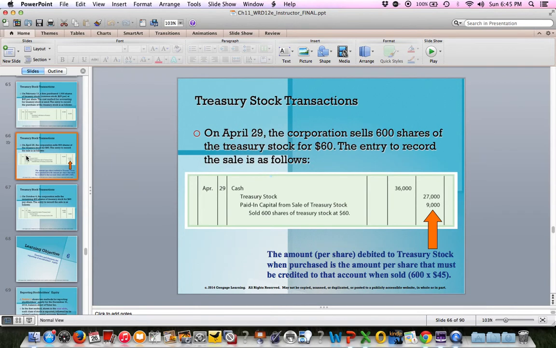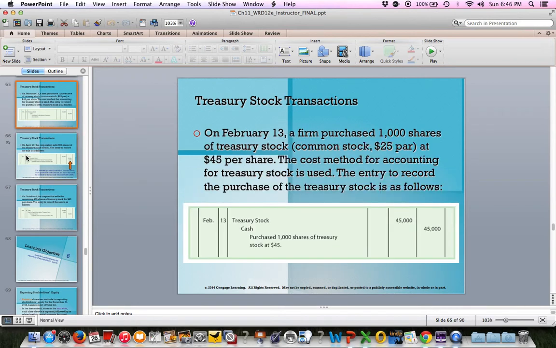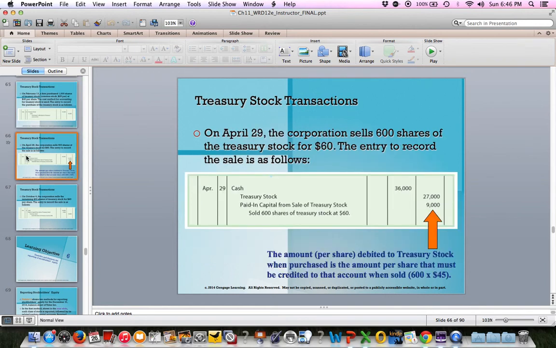On April 29th, we're going to sell 600 shares of that treasury stock for $60. The entry to record the transaction is as follows. We're going to debit cash for 60 times 600, which is 36,000. Credit treasury stock for the original cost, which was, going back a screen, $45 per share. And so 45 times 600 shares.